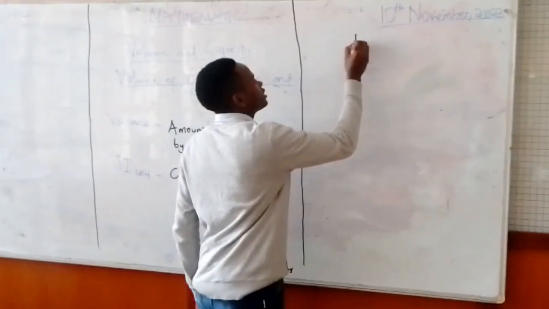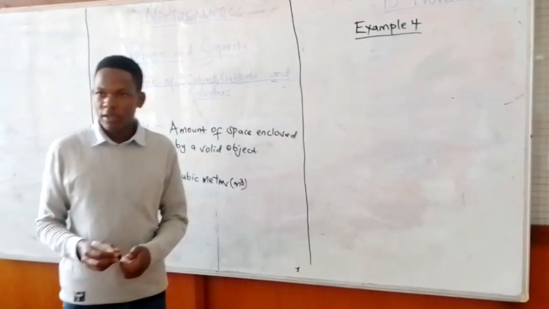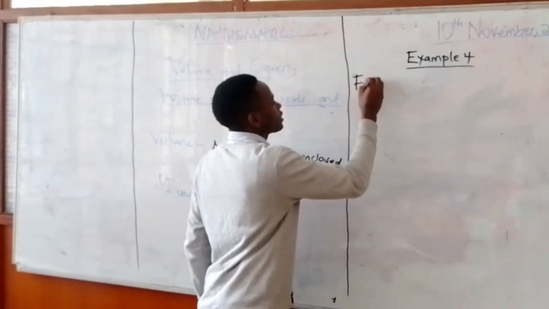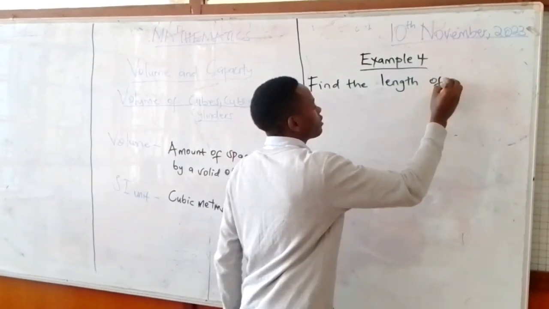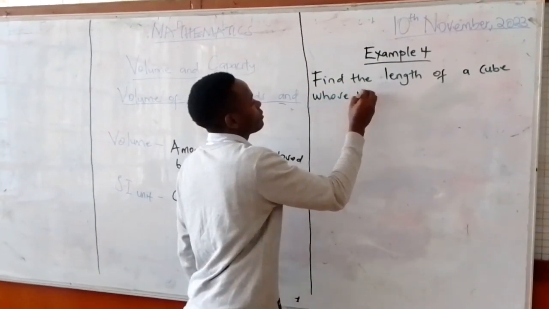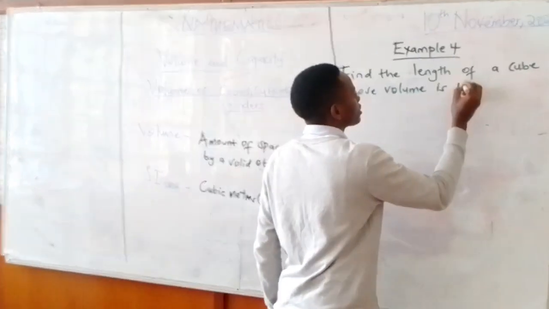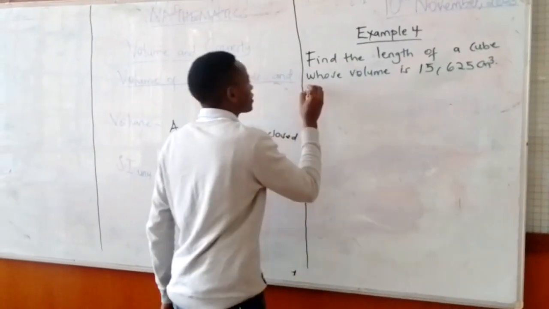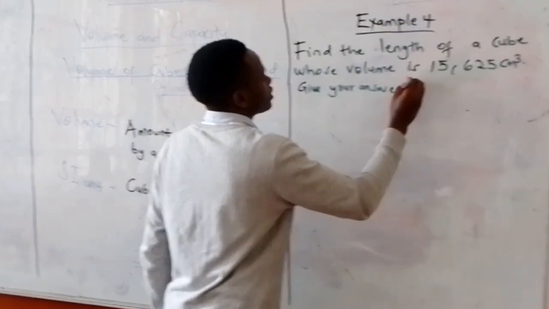Another example. The question will be: find the length of a cube whose volume is 15,625 centimeters cubed. Then give your answer in meters.